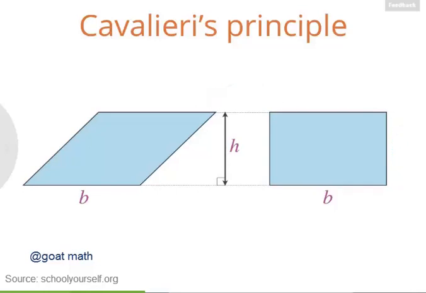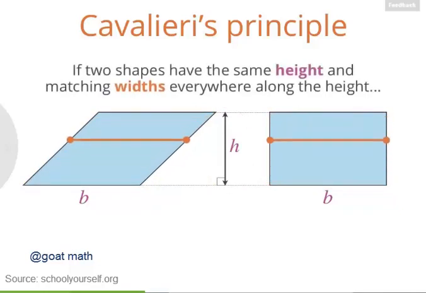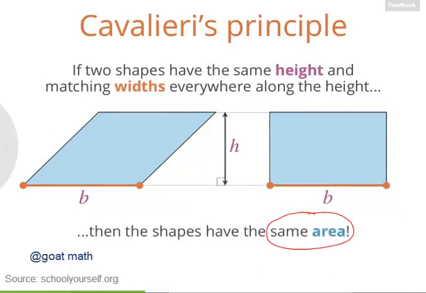Let's say what Cavalieri's principle is a little more precisely. At the base of the parallelogram, the width, meaning the distance from one side to the other, is b, and the same goes for this rectangle. The distance across is b. You can think of these orange lines as really thin slices of these two shapes. Now let's look up and down both figures. They have the same height, and they also have matching widths everywhere along their heights. When this is true, the two shapes must have the same area, and that's Cavalieri's principle.